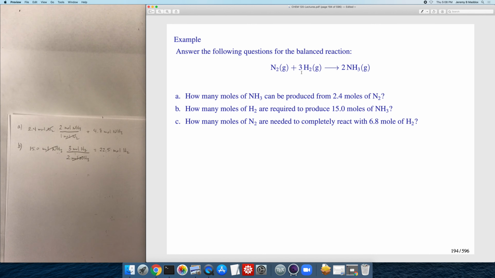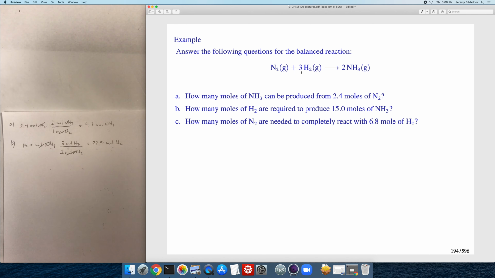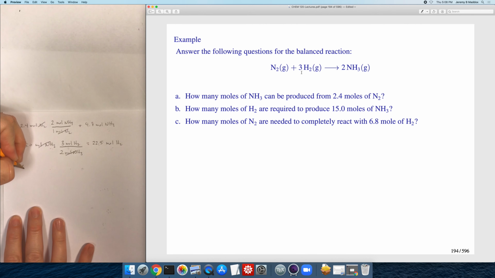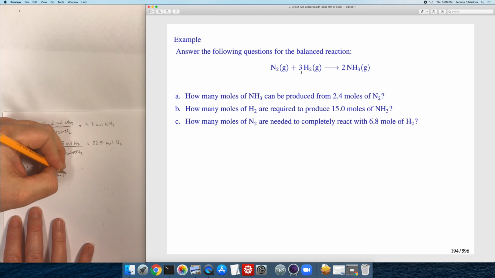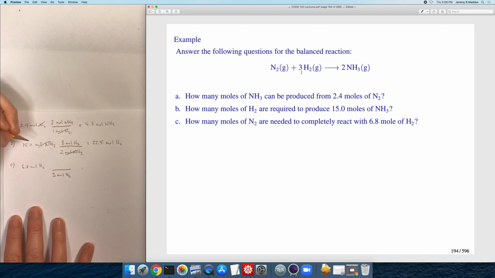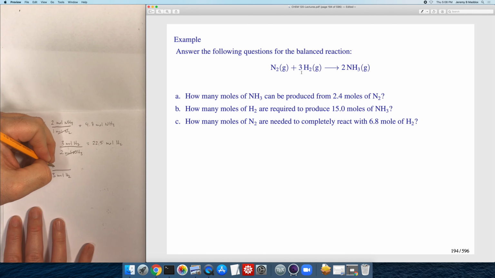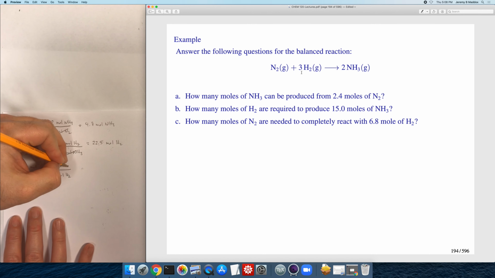For part C, we are converting from one reactant to another. So we have 6.8 moles of hydrogen. How many moles of nitrogen do we need to cancel that out? So 6.8 moles of H2. We want the H2 to cancel, so we're going to have the 3 moles of H2 in the denominator and 1 mole of N2 in the numerator.